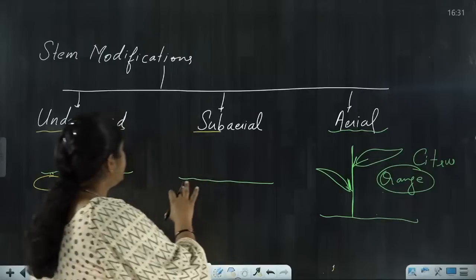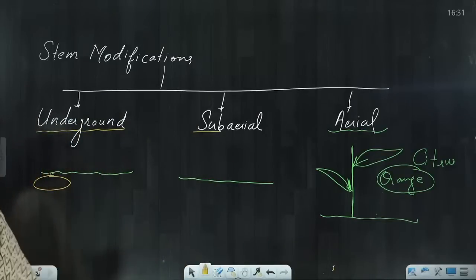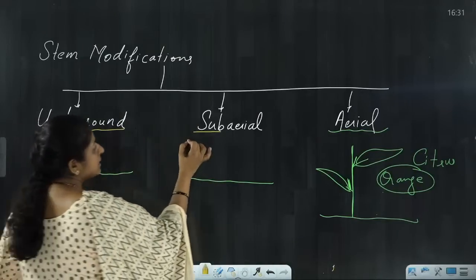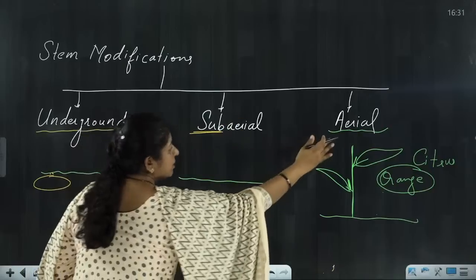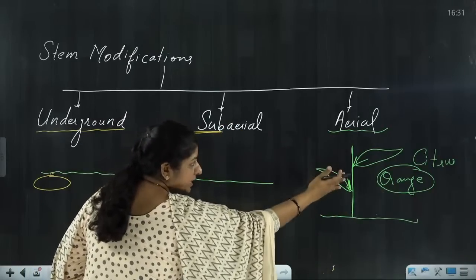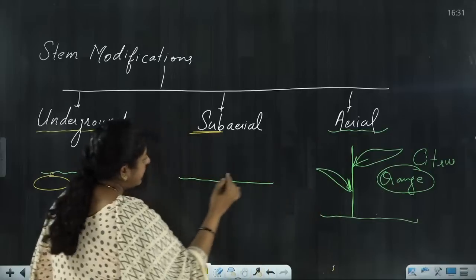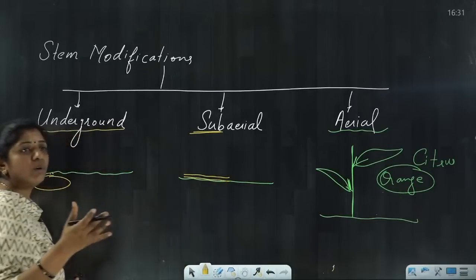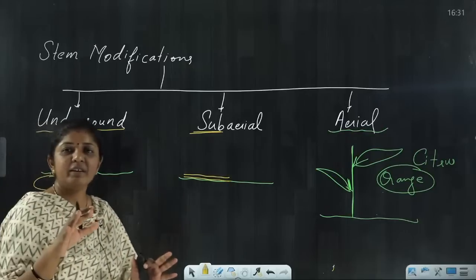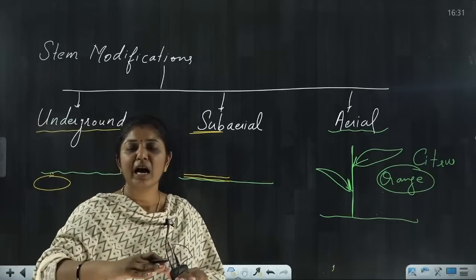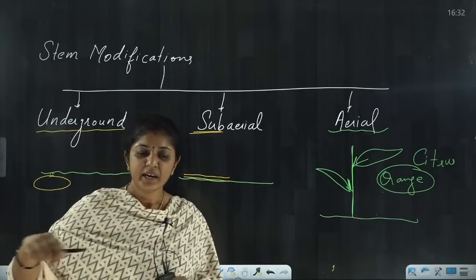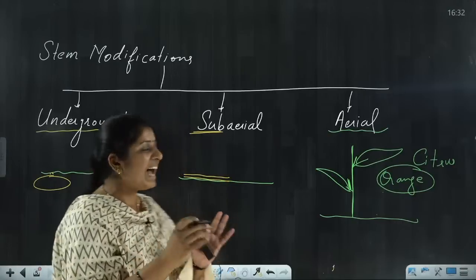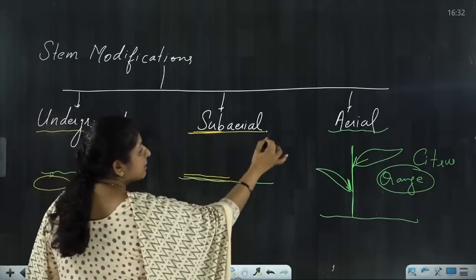Fine. Subaerial means if this is a ground level, then where the plants will be, like you have learned about. Okay, so subaerial means which is below that. This is aerial, below that. Fine. And touching to the ground like this. How? Like you know grasses, right? How it is running on the ground. Are they growing erect? No. They are just creeping on the ground. That modification you call it as subaerial.